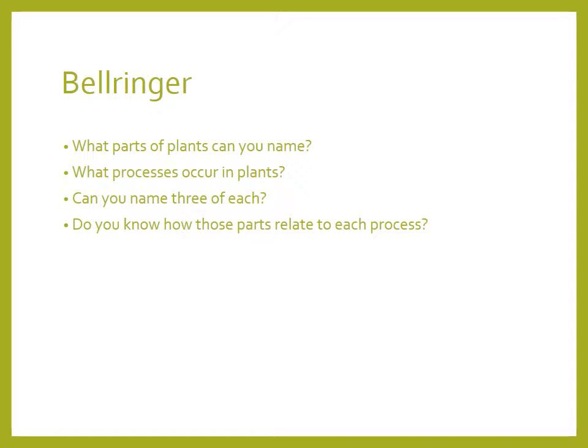I thought I'd start off this time with a bell ringer. Go ahead and ask yourself these questions. What parts of plants can you name? What processes occur in plants? Can you name 3 of each of those? That means 3 processes and 3 parts. And do you know how those parts relate to each process? Try to answer those on your own piece of paper or in your head, wherever, and just see what you know now, and then we'll check this again at the end of the presentation to see if you've actually learned anything.